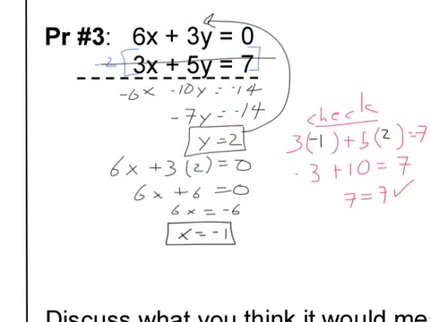Solve it out, you get y equals 2. I plugged into the top one. You could have plugged it into either one. I just did the top one. 6x plus 3 times 2. Solve that out, got x equals negative 1. Then I checked it using the other equation, 3x plus 5y equals 7. And it worked out. So that means my answer is negative 1 comma 2. Beautiful.